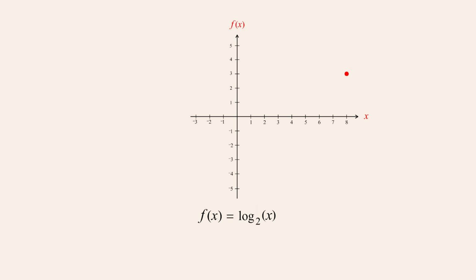So now let's evaluate log base 2 of x when x is 4. We now ask what power of 2 is equal to 4. The answer is 2, since 2 squared is 4. So the value of log base 2 of 4 is 2. Adding this point to our graph, when x is 4, the function's value is 2.